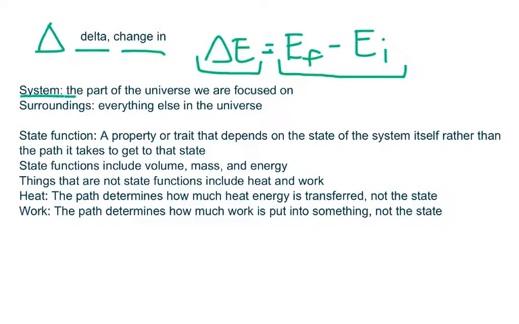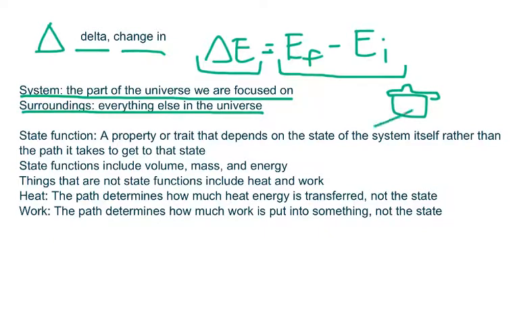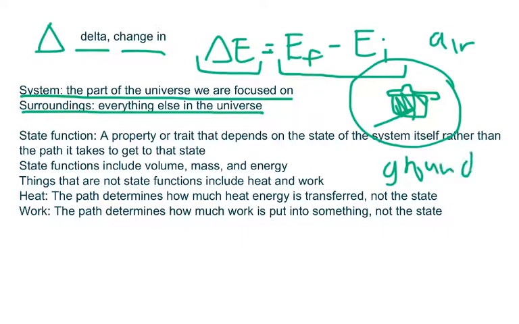So let's now talk about another topic. The system is the part of the universe that we are focused on, while the surroundings is simply everything else in the universe. Take, for example, a pot of water. If we want to heat this pot of water, you're focusing on just the pot and the water, and that would be your system, while everything else around it, such as the air or maybe the ground, would be considered the surroundings.